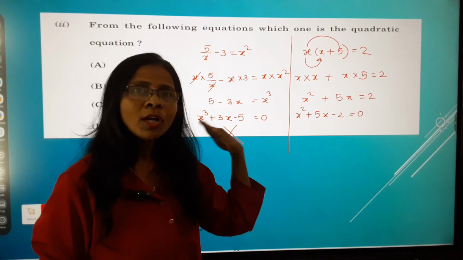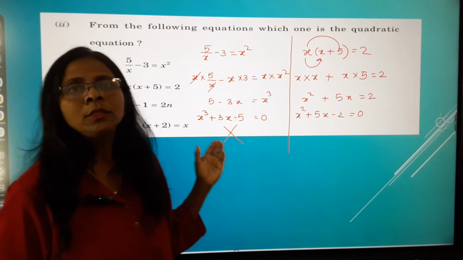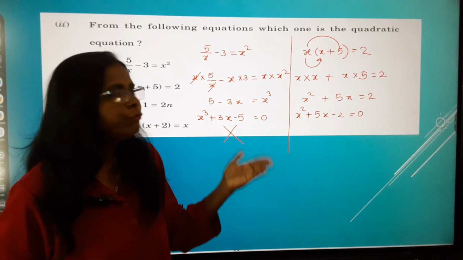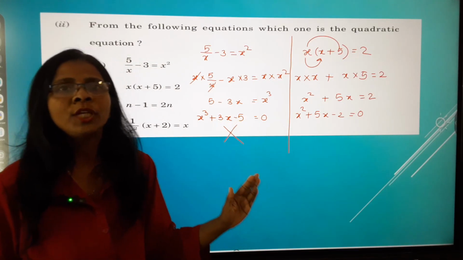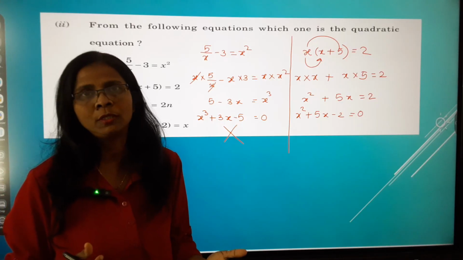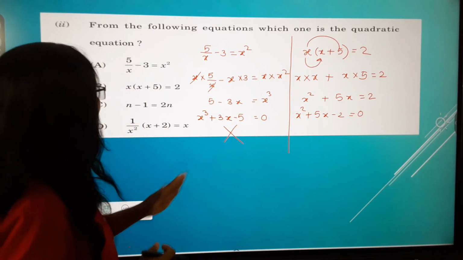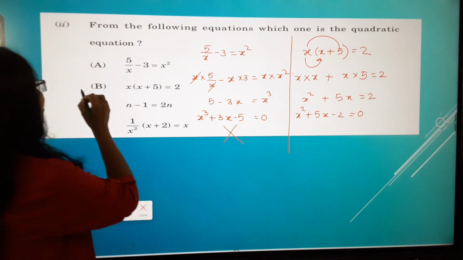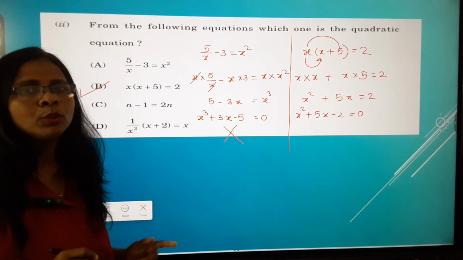Students, do not check the other two options. If you get the right answer right away, then do not check the further options. So this is our correct answer. Option B: x multiplied by x plus 5 is equal to 2.